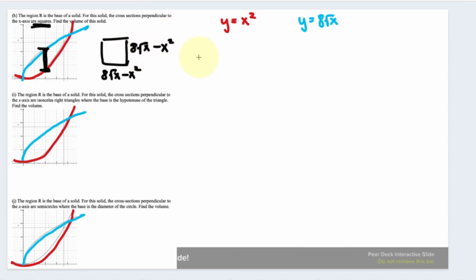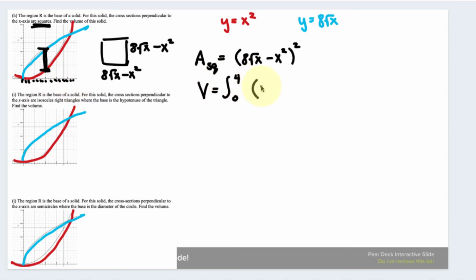Your first step is going to be to find the area. So the area of the square is simply 8 root x minus x squared, squared. That's it. And the volume is just adding them all up from 0 to 4 in this case. So the volume is adding up all the areas from 0 to 4. That's all I do. That's it.